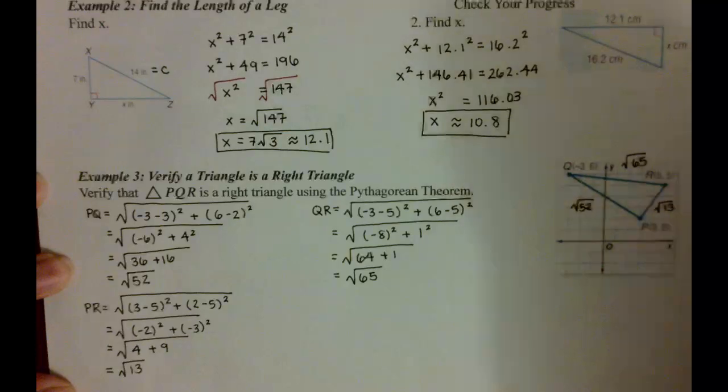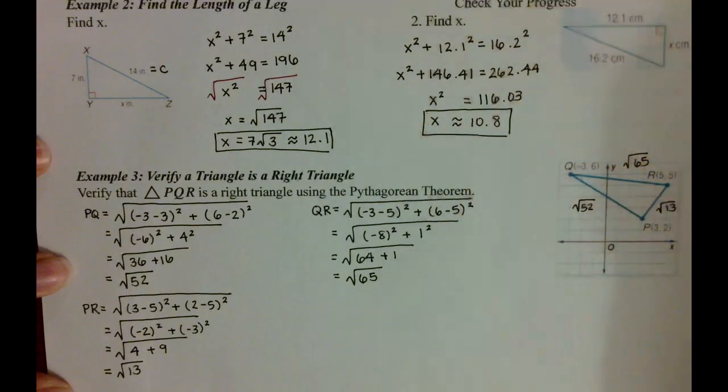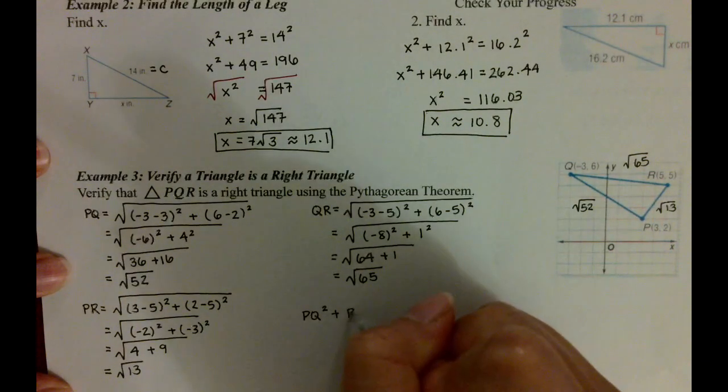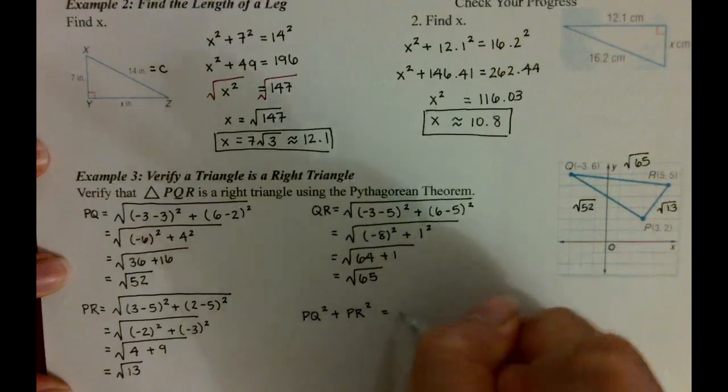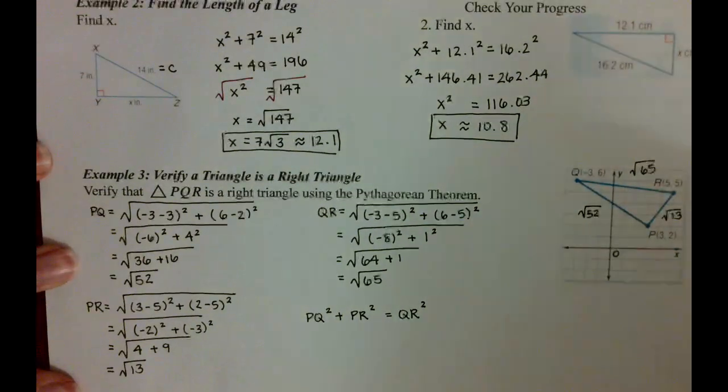And so this is the biggest. If this was a right triangle, this would be the hypotenuse, and here would be the right angle. So now we're just going to see: is PQ squared plus PR squared equal to QR squared? Okay? So let's plug in what we know.